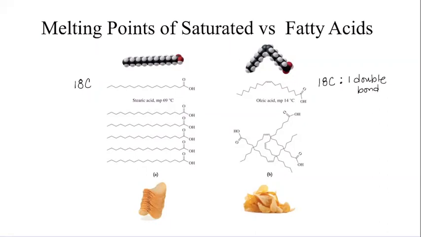Now, we can see that there's very striking differences in the melting points of both of these structures, okay? So the melting point of stearic acid is 69 degrees Celsius, while the melting point of oleic acid is actually 14 degrees Celsius. So again, same number of carbons. The only difference structurally that these two fatty acids have is the presence of a double bond.